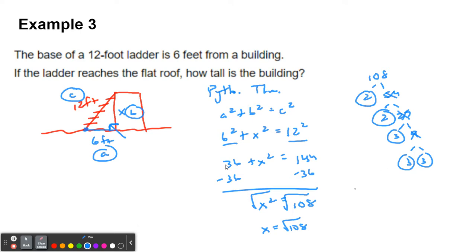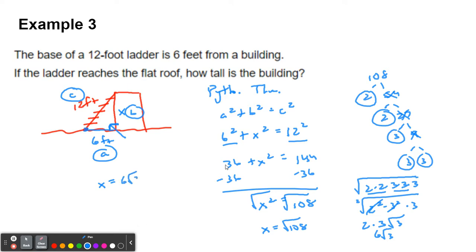Okay, so now the square root of 108 is the square root of 2 times 2 times 3 times 3 times 3. Group them by 2's, so I have two 2's, two 3's, and then a third 3 by itself. So I have a 2 squared, a 3 squared, and a 3. Anything squared comes out because of this hidden index of 2. So this 2 comes out, this 3 comes out, and what's left inside is that 3. 2 times 3 is 6, and the square root of 3 is left inside. So the value of x, the height of this building, is 6 square root of 3 feet.